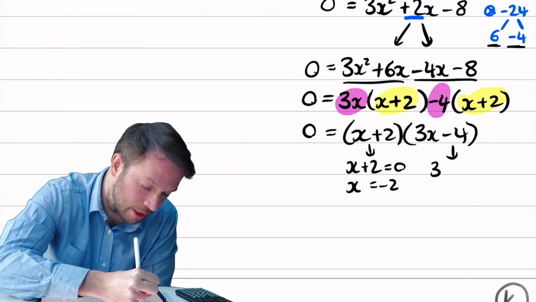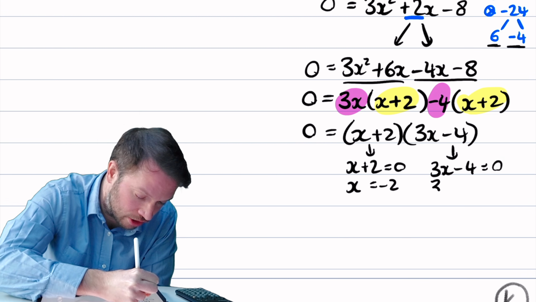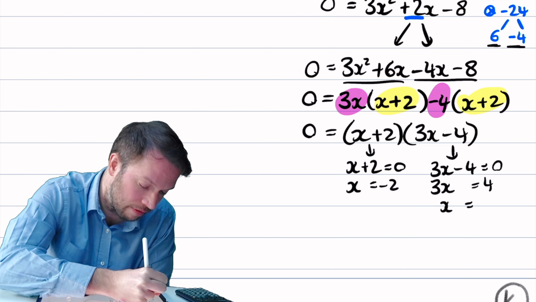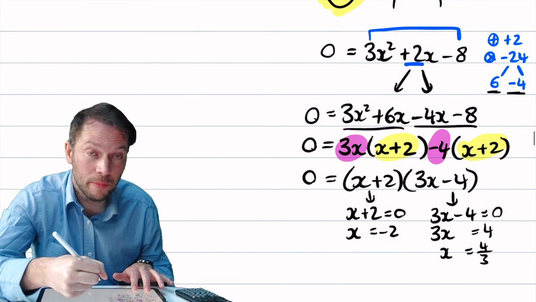And if 3x minus 4 was equal to 0, then if you add 4 to both sides of the equation, you get 3x equals 4. Then divide by the 3, you get 4 over 3. So those are the two values of x that make y 0.